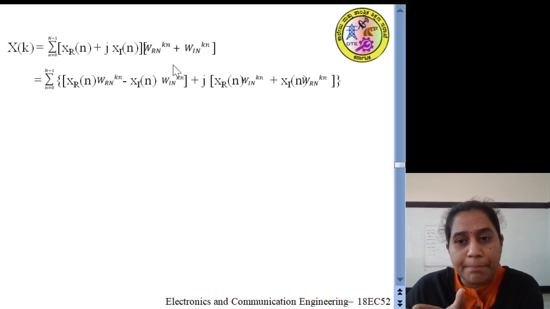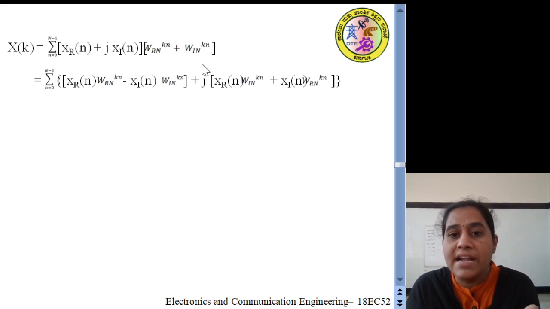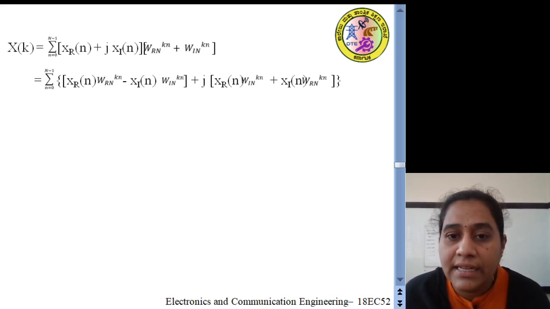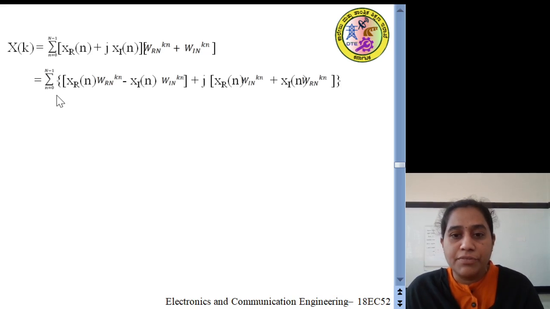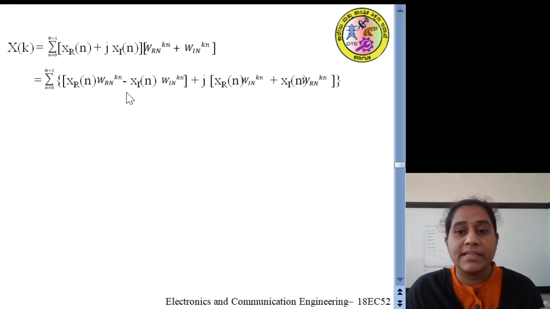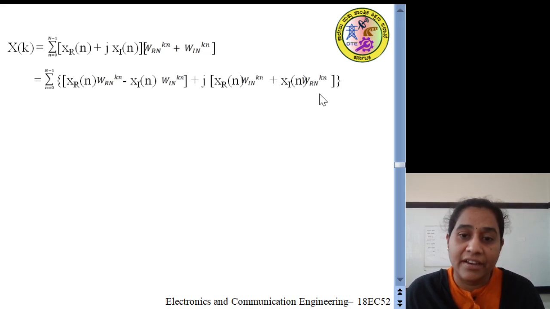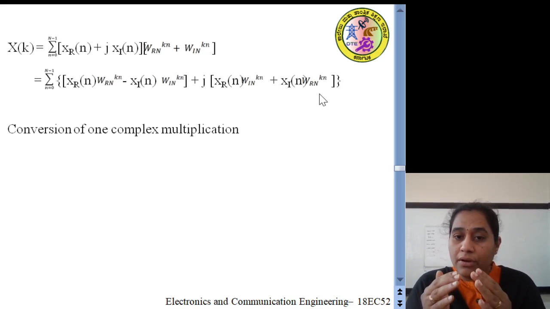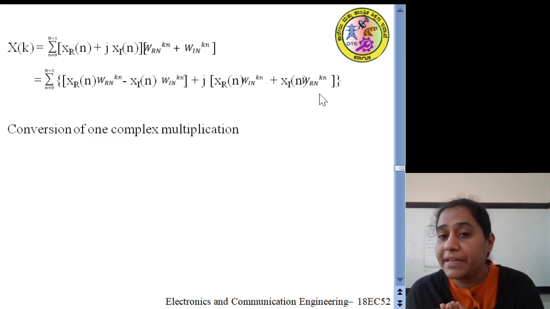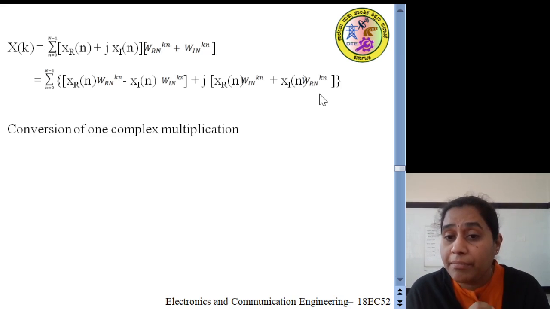Now if we expand and simplify, what we obtain is the summation, n varying from 0 to n minus 1, of xr of n into wrn raised to the power of kn minus xi of n into win raised to the power of kn, plus j times xr of n into win raised to the power of kn plus xi of n into wrn raised to the power of kn. So, this is the conversion of one complex multiplication.